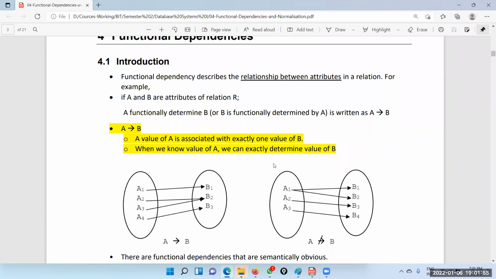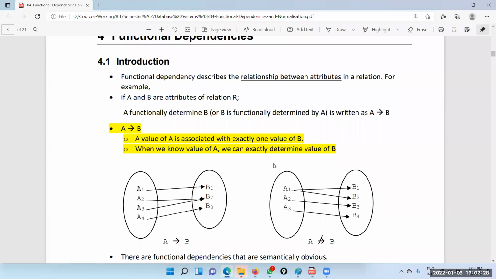For example, if you know your BIT registration number, the university can definitely say what your name is, and what your batch is. That is functional dependency. But just because someone gives their first name, they can't say uniquely what your batch is, because there can be many batches, maybe semester 1, semester 2, etc. Even your full name is not good enough, as there can be two or more people with the same full name.